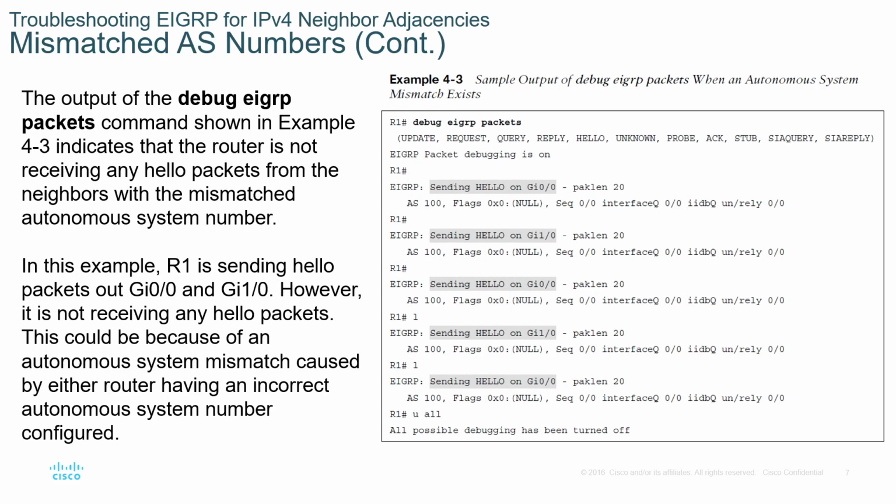If we're in doubt of what's happening, debug EIGRP packets will give us a live update as to when we send and receive packets within the device. So in the example here we can see router 1 is only sending packets. It's not receiving any. So that tells us that our neighbour isn't sending any packets to us. And here we can see that we're sending to the AS100 group there. So that tells us that our neighbour is potentially not part of the same autonomous system.